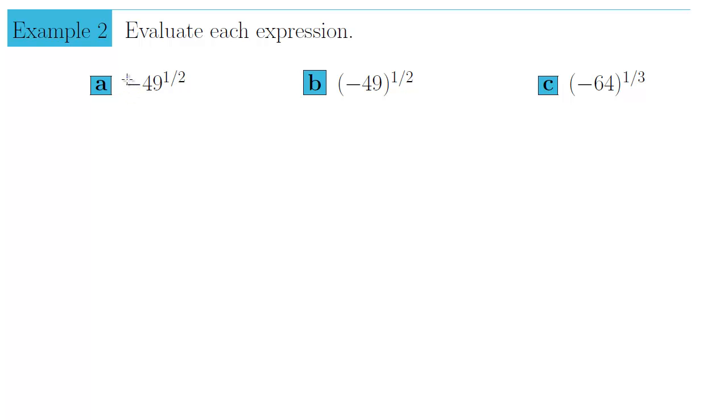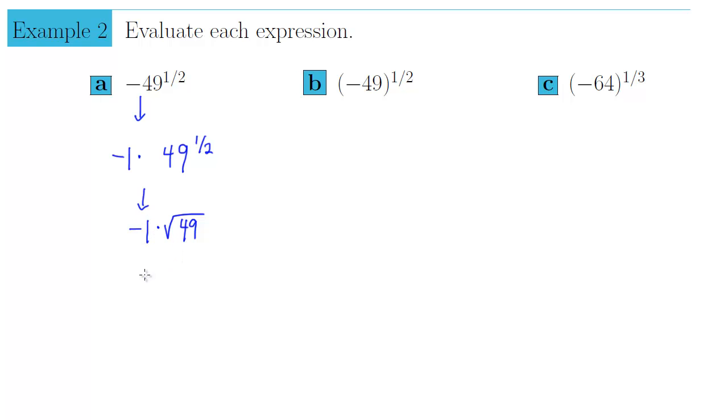Now, because the negative is not in parentheses like here in part B, the 1/2 power does not apply to the negative. In this case, you want to think of the negative outside as multiplication by -1. So this is actually meaning -1 times 49 to the 1/2. So we're going to calculate 49 to the 1/2, which we know means square root of 49 from our definition. And then we're going to multiply that by -1.